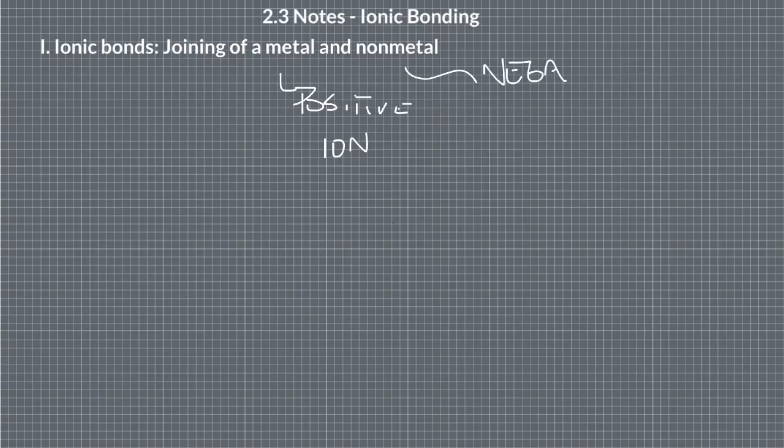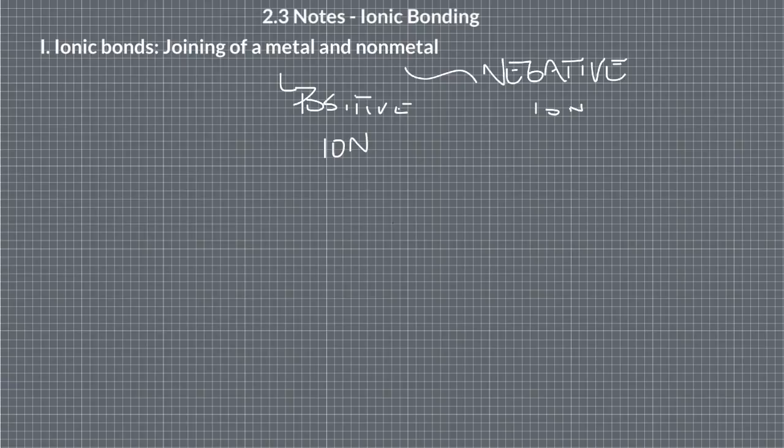Basically, we get one positive and one negative, and when we get things that are oppositely charged, they're going to be attracted to one another. So we're going to go through the process and do some examples of different ionic bonds. The classic example is sodium chloride.